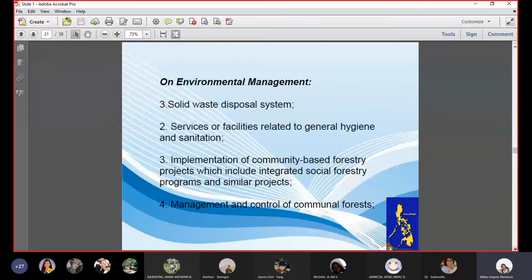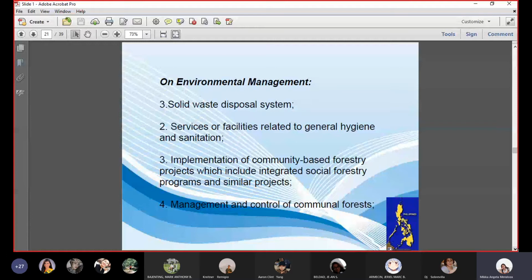On environmental management, number 3 here is the solid waste disposal system. So each of the LGU, I suppose, has ordinances regarding the segregation of waste disposal. Right? There are ordinances. I have shown you one ordinance last meeting. So others: services or facilities related to general hygiene and sanitation, implementation of community-based forestry projects, which include integrated social forestry programs and similar projects, and management and control of communal forests.